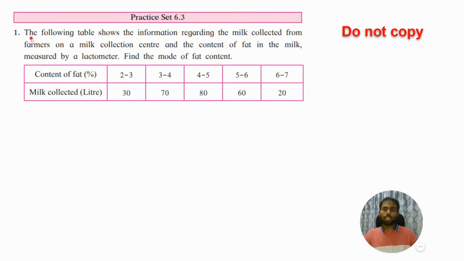So question number 1 reads, the following table shows information regarding the milk collected from farmers on a milk collection center. Okay, so there is a milk collection center, and how much milk the farmers are collecting is given in the data. And the content of fat in the milk, how much fat the milk has, is also given. 2% fat, 3% fat, 10% fat, they are checking this in the milk.